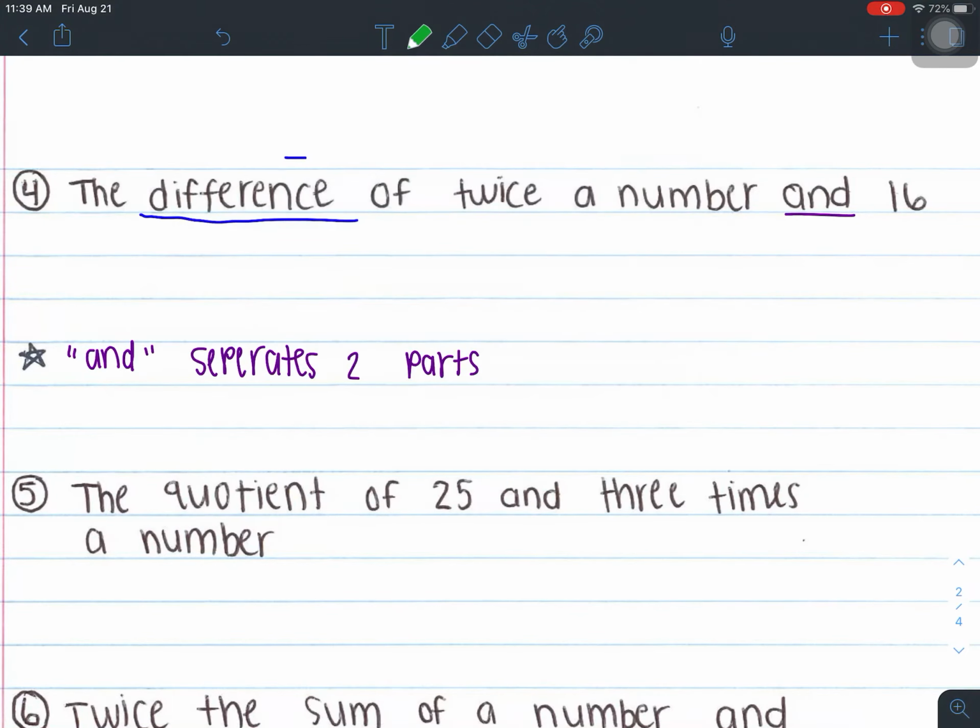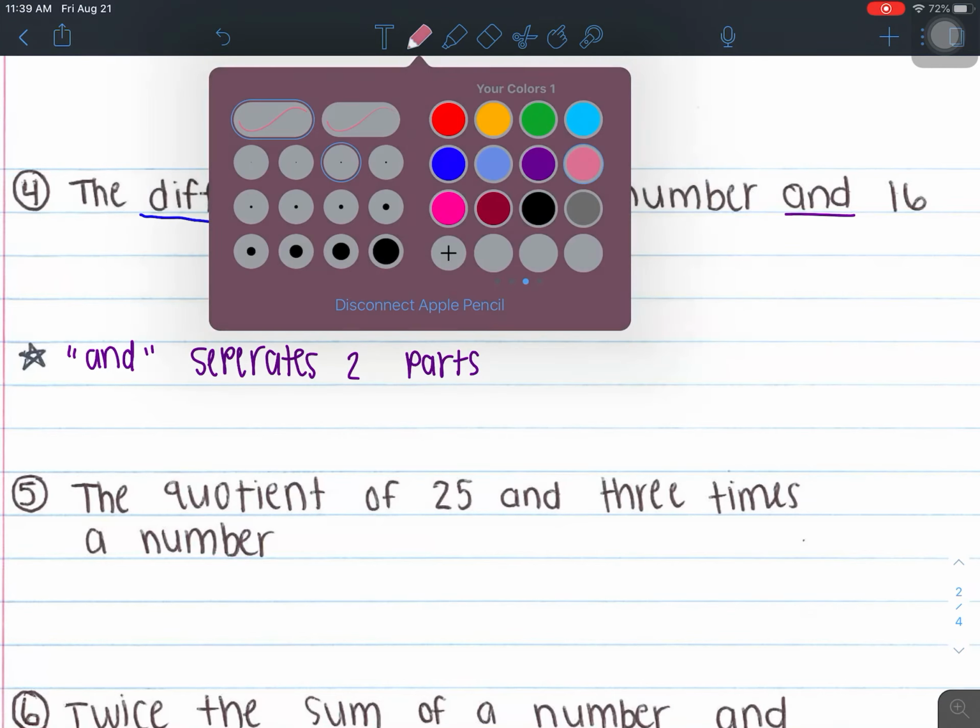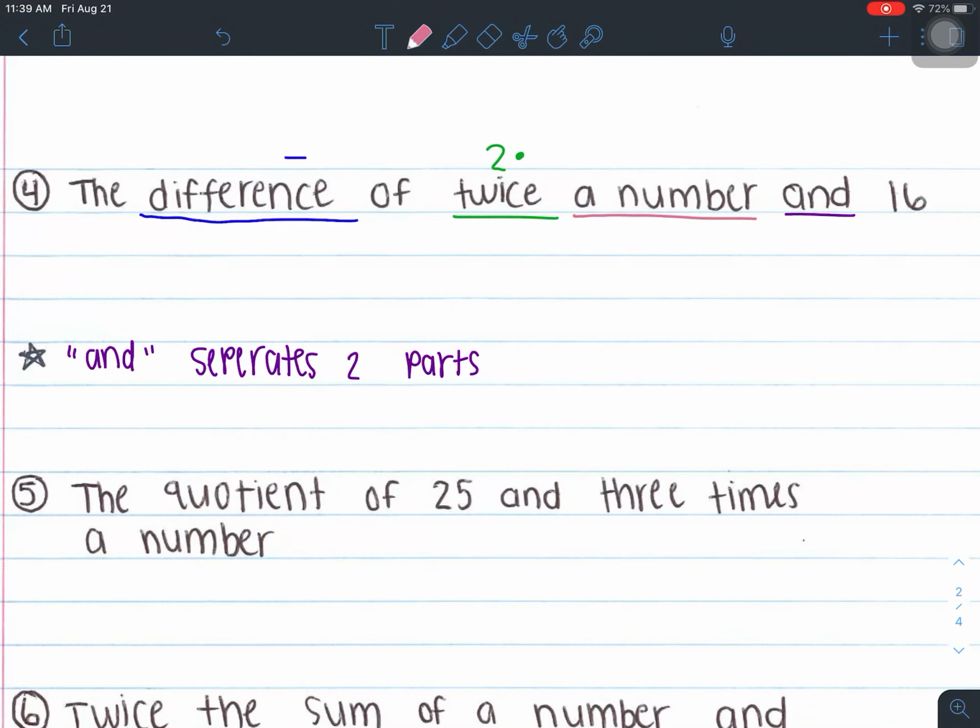The difference of twice a number and 16. Well, let's think about this. This is the first time I see twice a number. Well, I know twice means 2 times something, right? Like if I have twice as many as somebody else, this would be 2 times something. So 2 times. 2 times what? Well, it says 2 times a number, x.